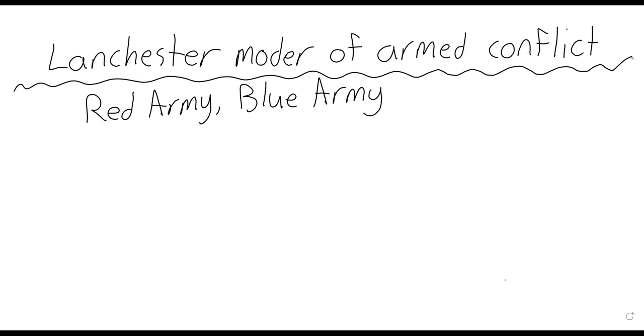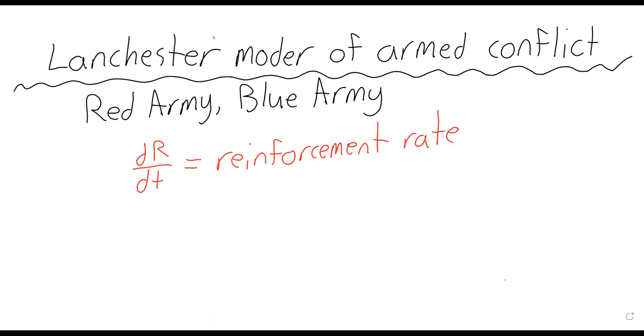Just to show that it's simple, if we look at how Red Army changes with time, there are three elements we could include here. By the time we start analyzing this model, we'll only look at one of those three. How is Red Army changing with time? Well, if it's receiving reinforcements, there's a positive reinforcement rate. There's a negative combat loss rate, soldiers being removed due to violence in combat.